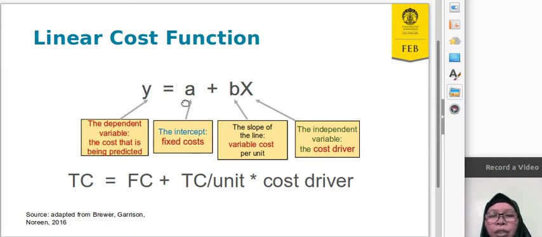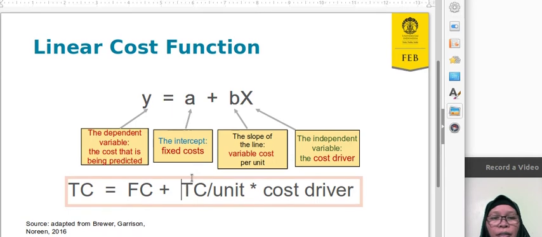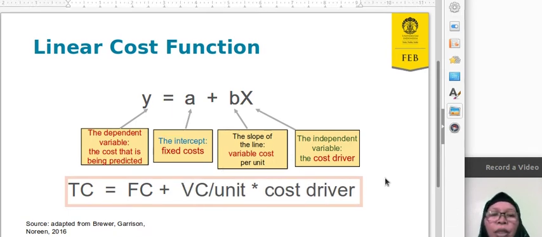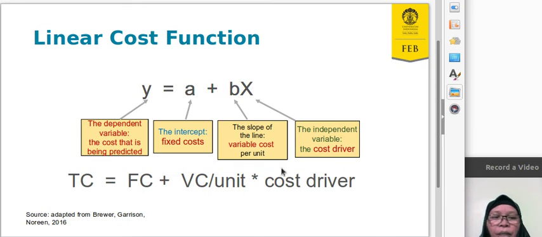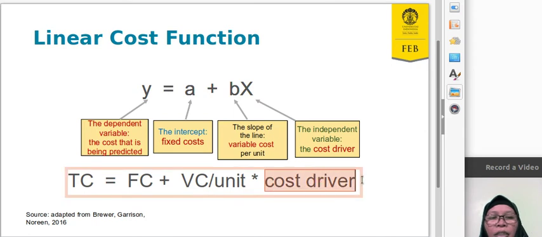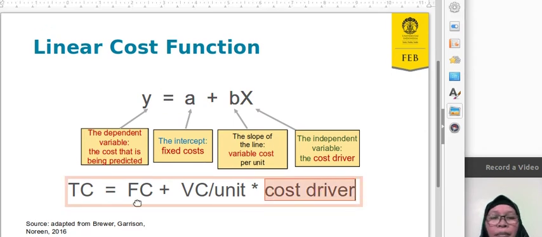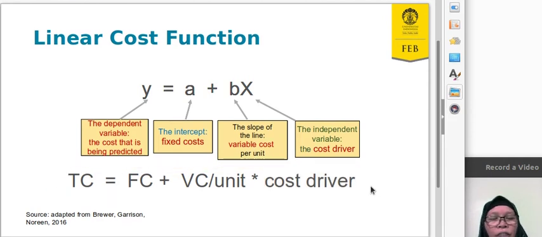And if we put the analogies to cost function, the dependent variable is the total cost, the cost that we are estimating. The constant is the fixed cost, and the slope is the variable cost per unit. Sorry, this is the variable cost per unit times the cost driver. The cost driver is the independent variable. So we can see here that the cost driver is the determinant of the total cost. So cost driver is very important in linear cost function.